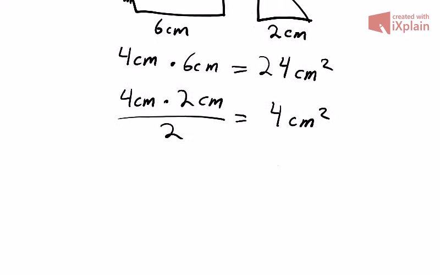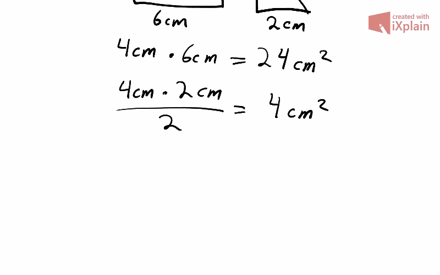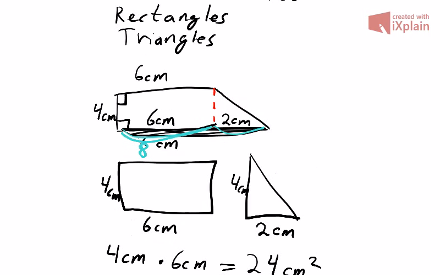And to find the total area, I'm just going to add the area of my parts. So I broke it up, found the area, and I'm going to put the areas back together. Now I end up with 24 plus 4. It's going to give me 28 centimeters squared. So the area all the way back here of this shape is going to be equal to 28 centimeters squared.